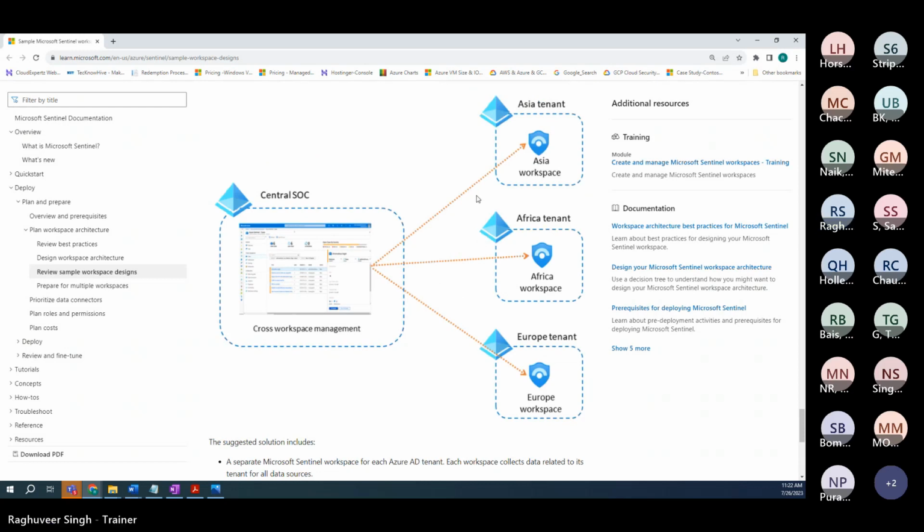Now you can see they have a tenant in Asia, a tenant in Africa, a tenant in Europe. Now this cross workspace management doesn't mean there is one workspace. No, it basically means that there are multiple workspaces, but all of those workspaces are ingesting logs into the same Sentinel, or all of those workspaces are integrated to the same Sentinel instance. And the question is, where is that instance? Can somebody tell me where will be my Sentinel instance?